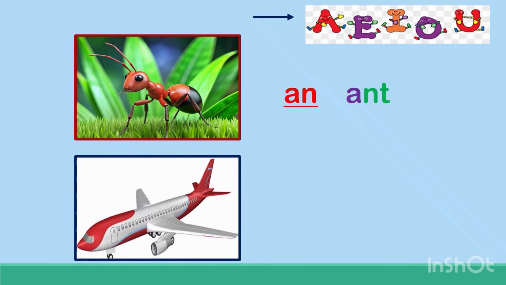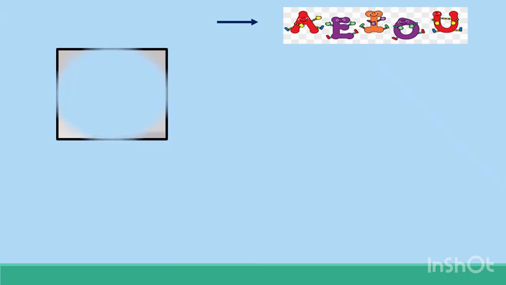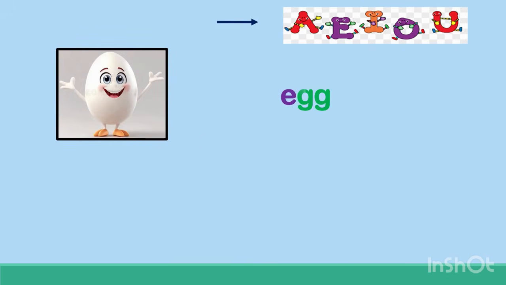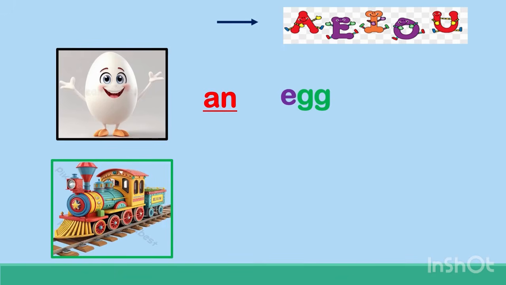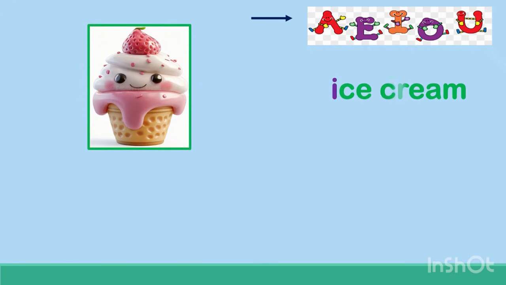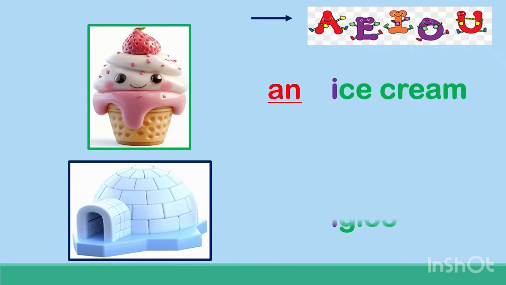This is a picture of an ant. So we use an ant, an aeroplane, an egg, as E is a vowel. So we use an egg. Engine, an engine. Ice cream, I is a vowel, so we use an ice cream.